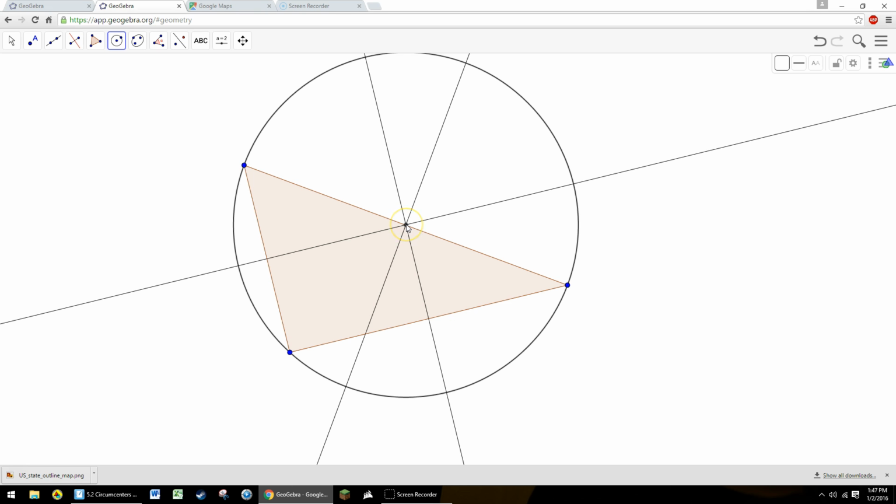So this point of concurrency is equidistant from all vertices of the triangle. I can demonstrate that further by drawing in the segments from the center of the circle to each vertex.